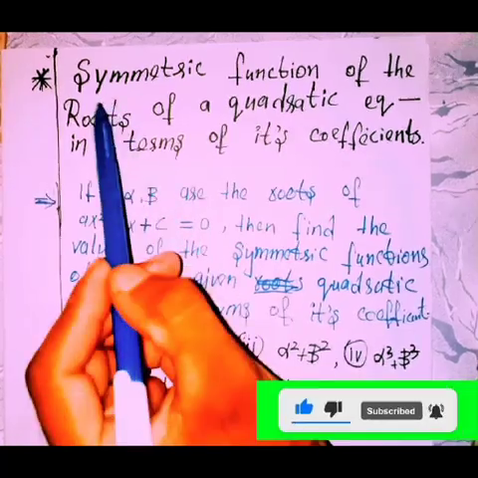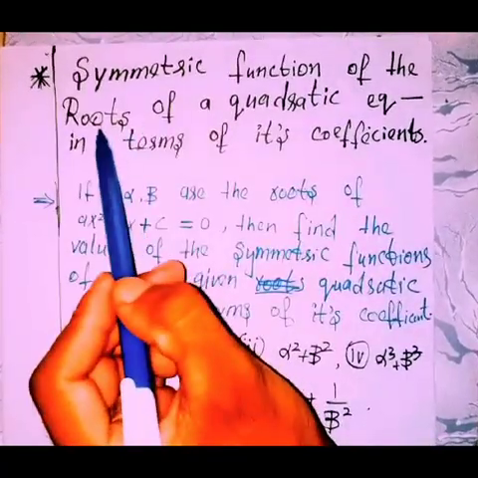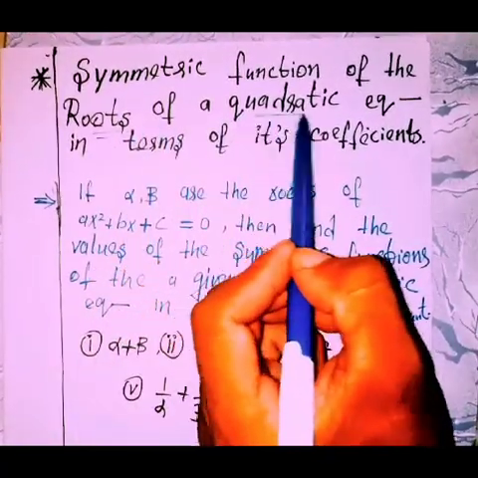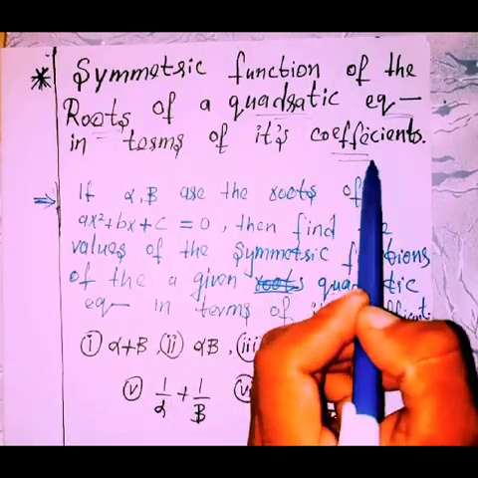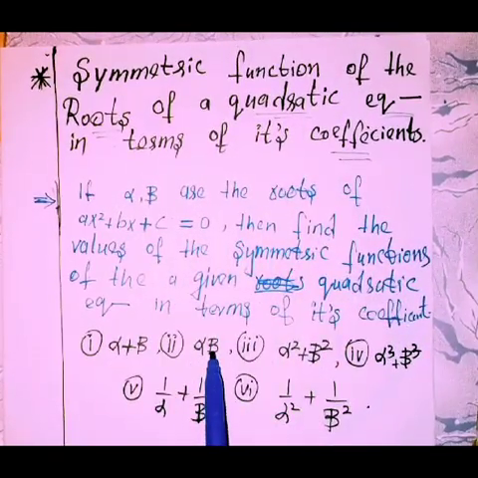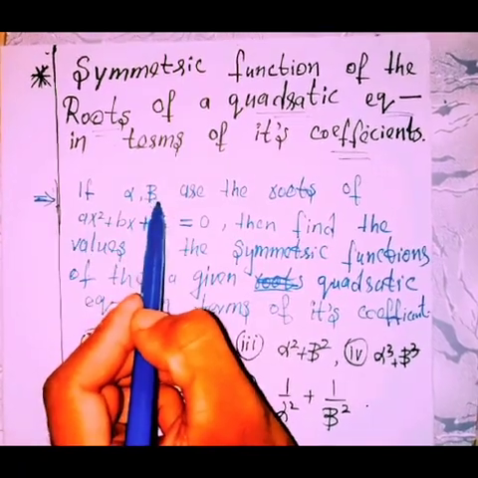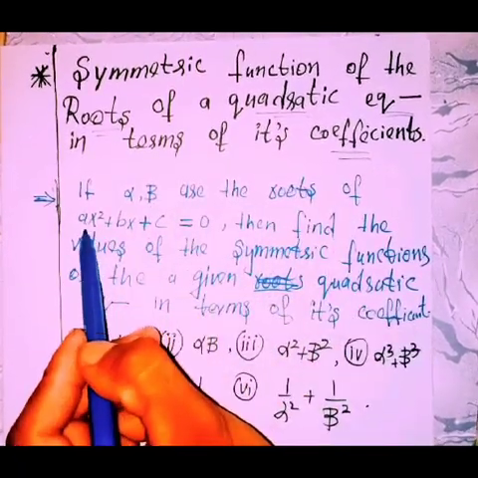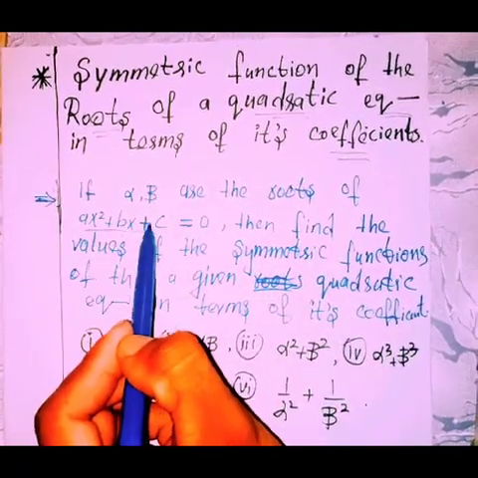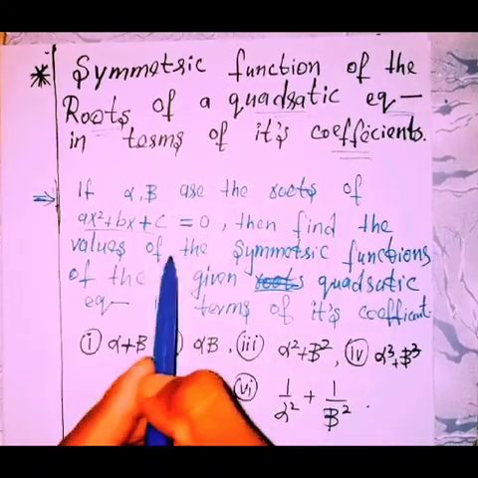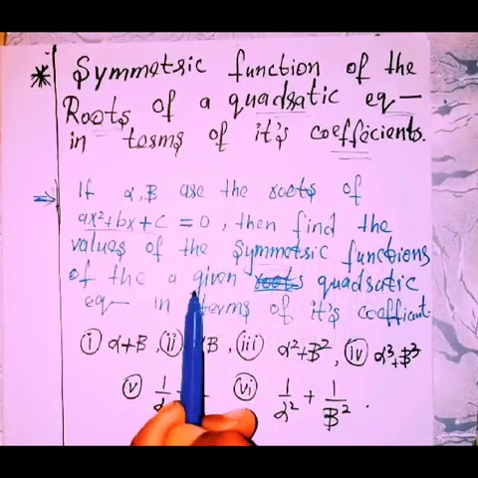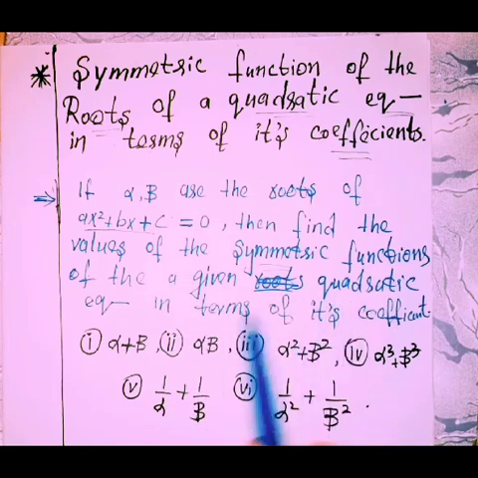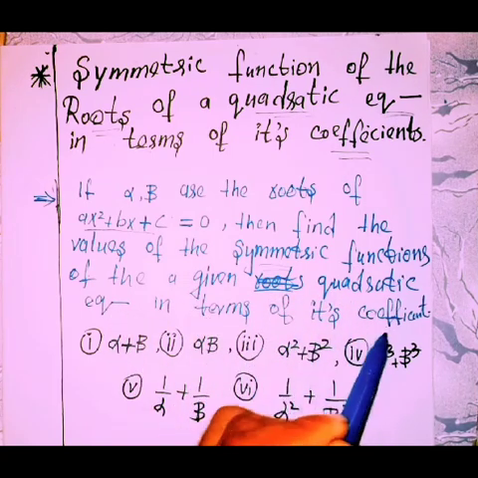So in this video I'm going to discuss symmetric functions of roots of a quadratic equation in terms of its coefficients. Here we have: if alpha and beta are the roots of a quadratic equation, which is x squared plus bx plus c is equal to 0, then find the values of symmetric functions of the given quadratic equation in terms of its coefficients.